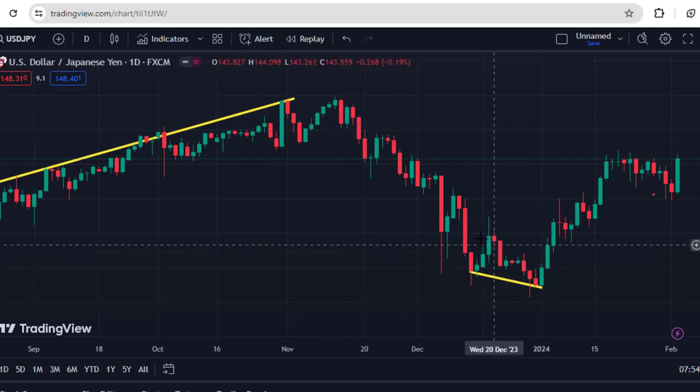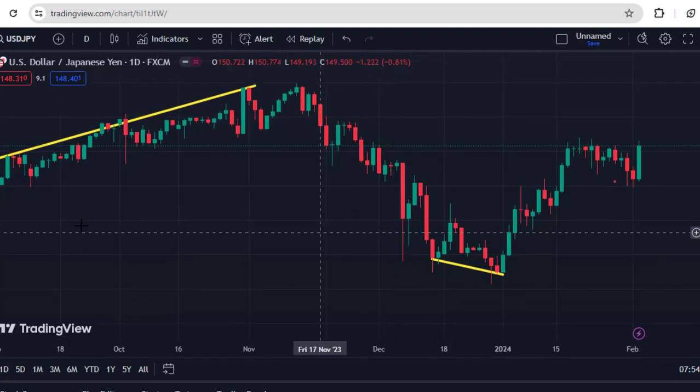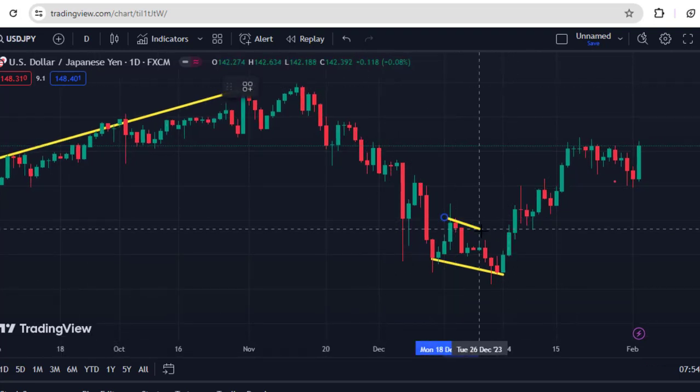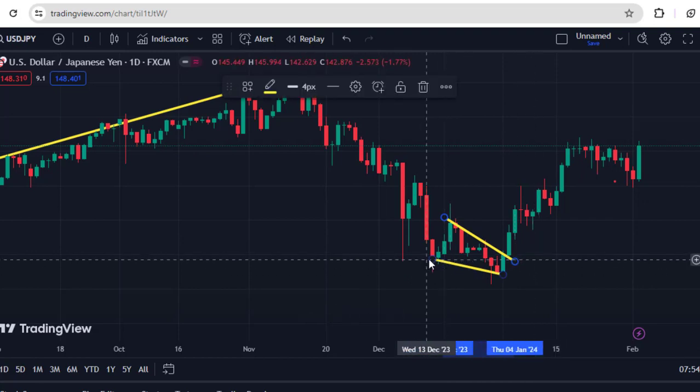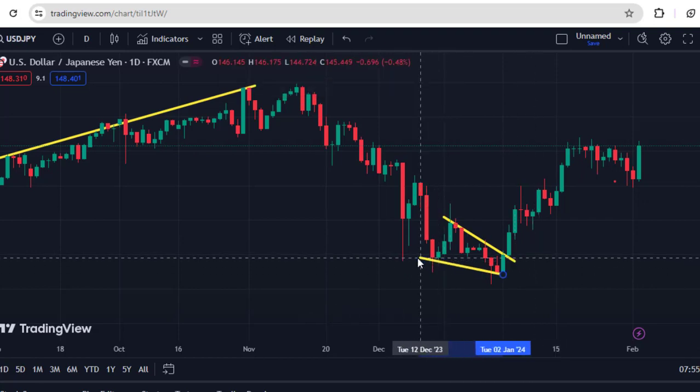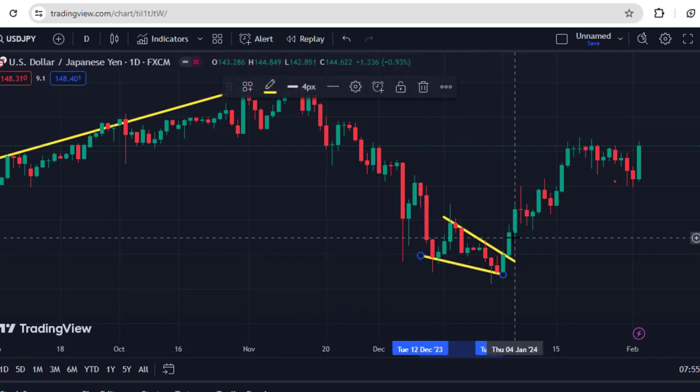And at this point as well, we see a pattern that appears on the chart, and this pattern is a falling wedge. So a falling wedge appears right here on the chart, and we need to find out when the market breaks out from the wedge.